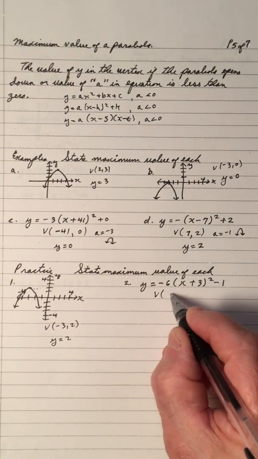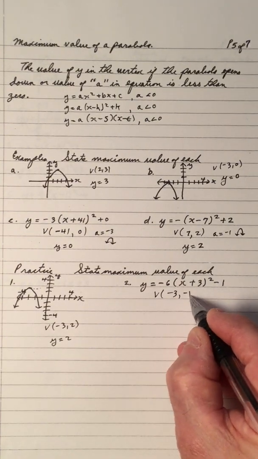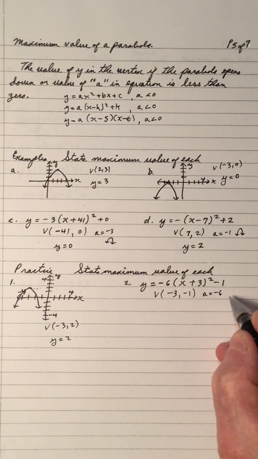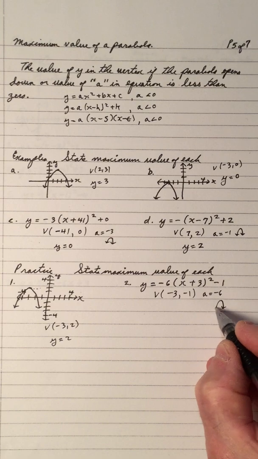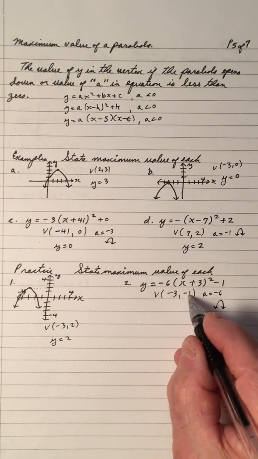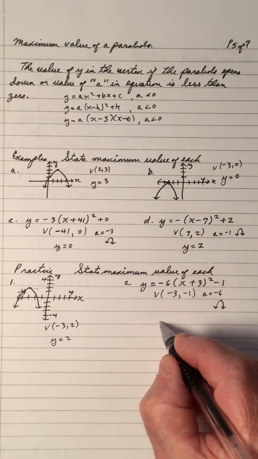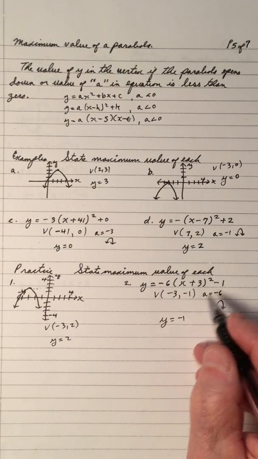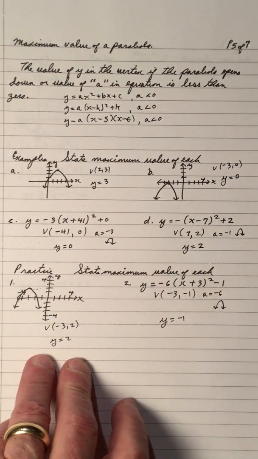The vertex of this parabola is (-3, -1). And a is negative 6. So that means the parabola is opening down. So that means the vertex is the maximum point of (-3, -1). And the maximum value is the y value. Y equals negative 1 is the maximum value.